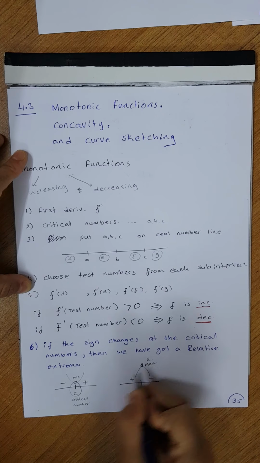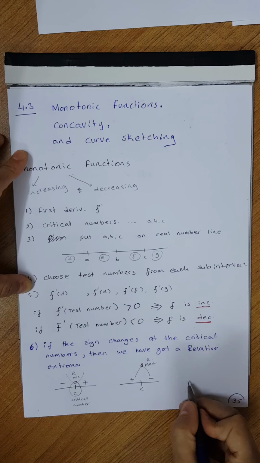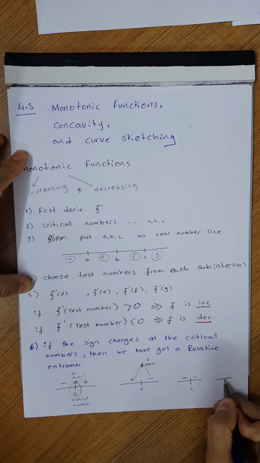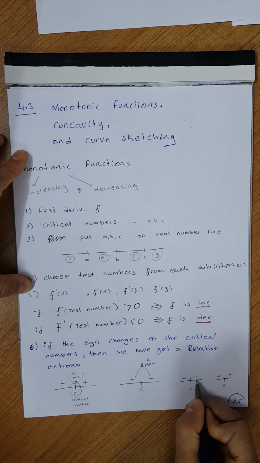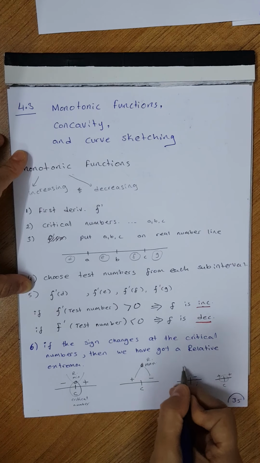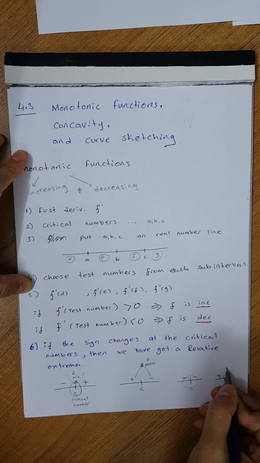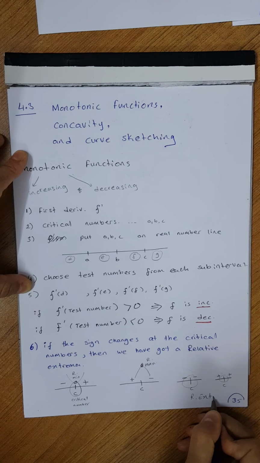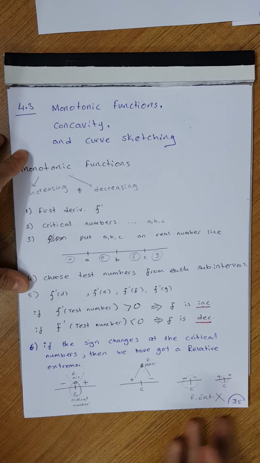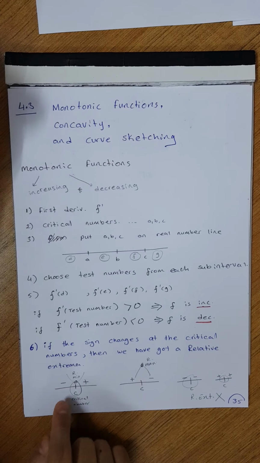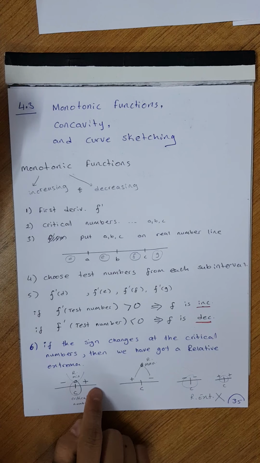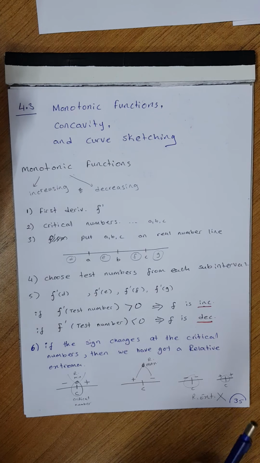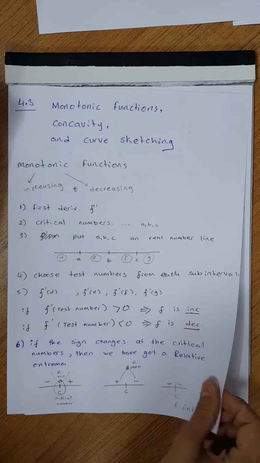Okay, relative maximum. How about if the sign doesn't change? If it is negative, negative, or if it is positive, positive, what does that mean? The function is decreasing, decreasing, or increasing, increasing. I do not have relative extrema. Okay, no relative extrema. So if the sign changes from negative to positive, I have a relative minimum, and if the sign changes from positive to negative, I have a relative maximum.